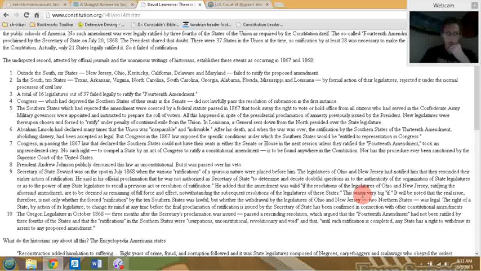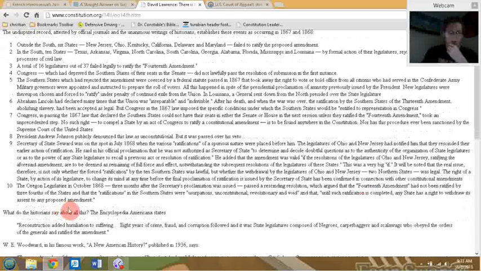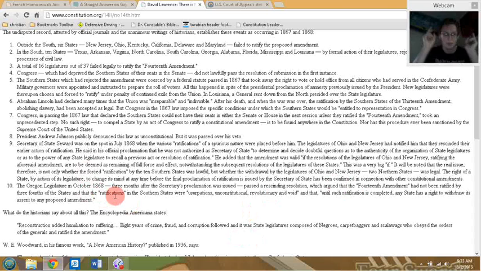Number 10. The Oregon legislature in October 1868, 3 months after the Secretary's proclamation was issued, passed a rescinding resolution which argued that the 14th Amendment had not been ratified by 3/4 of the states, and that the ratifications in the southern states were usurpations, unconstitutional, revolutionary, and void, and that until such ratification is complete, any state has a right to withdraw its assent to any proposed amendment.